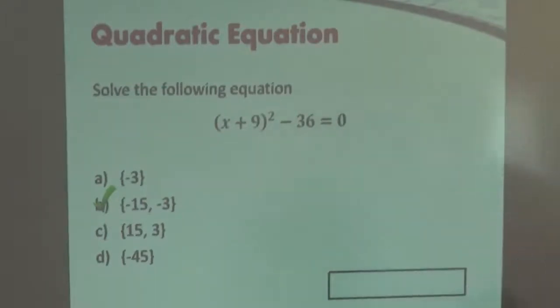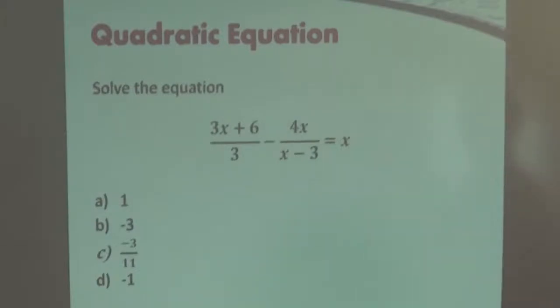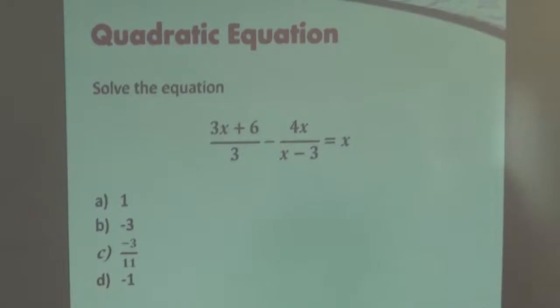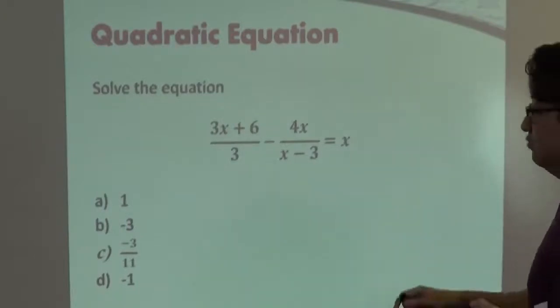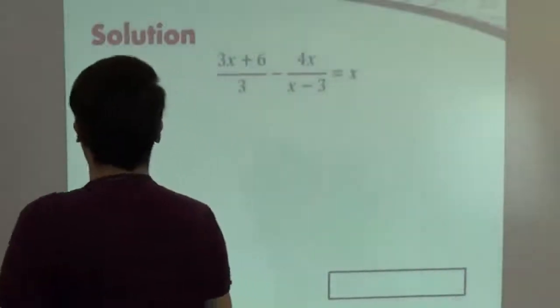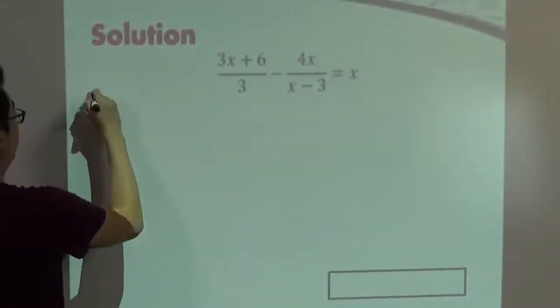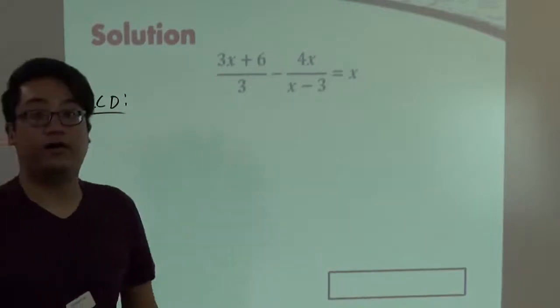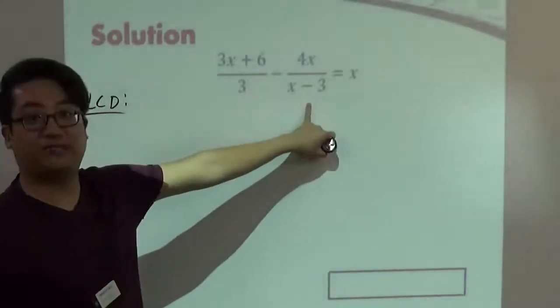So let's do more solving. Okay, so solve the equation again. This time we're dealing with fractions. Just like last time, before we do anything, in order to solve this we need to clear the fraction. Remember, to clear the fraction, you want to find the LCD, the least common denominator, right? Our denominators are 3 and x minus 3.